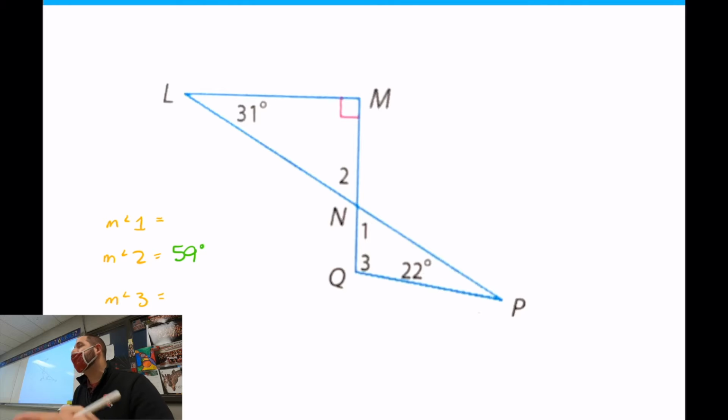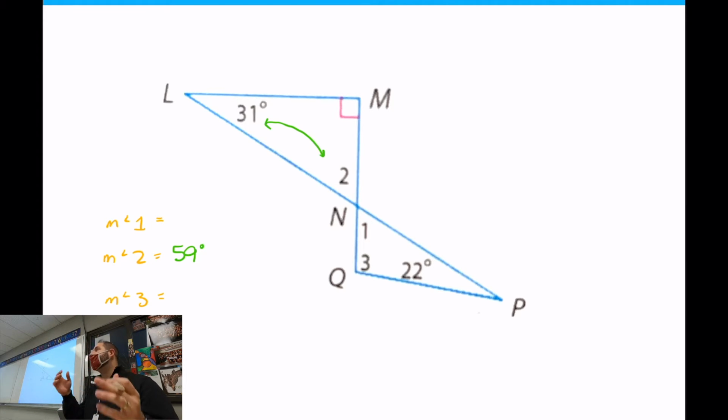According to corollary 4.1, these two angles have to add up to be 90. It is a right triangle, and those are the acute angles. The acute angles in a right triangle have to be complementary. They have to add up to be 90. I completely agree, and that's why angle 2 is a 59. Okay, so that was good. All right, thank you for that.